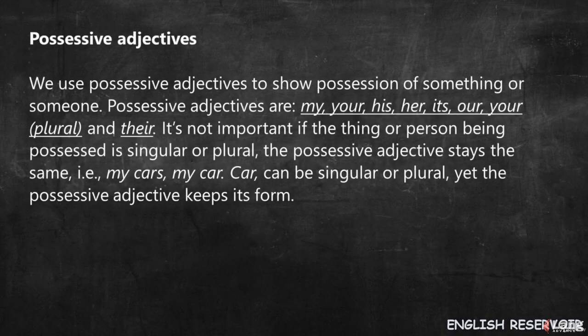Possessive adjectives. We use possessive adjectives to show possession of something or someone. Possessive adjectives are my, your, his, her, its, our, your, plural, and their. It's not important if the thing or person being possessed is singular or plural. The possessive adjective always stays the same, i.e., my car, my cars. Car can be singular or plural, yet the possessive adjective keeps its normal form.